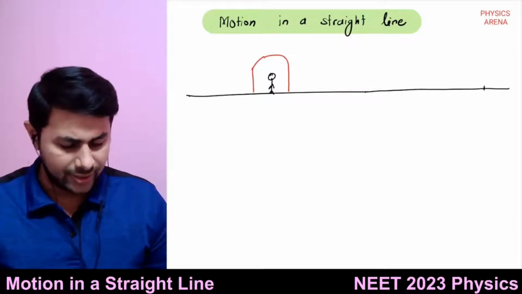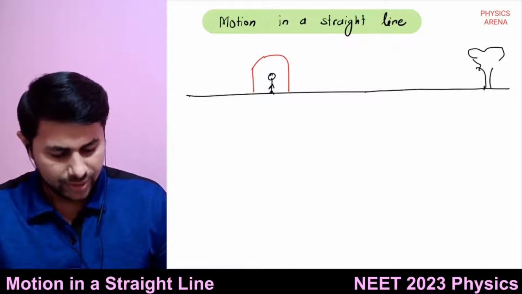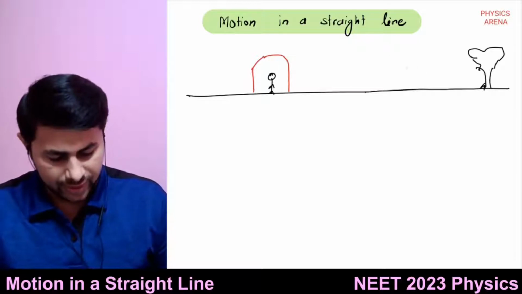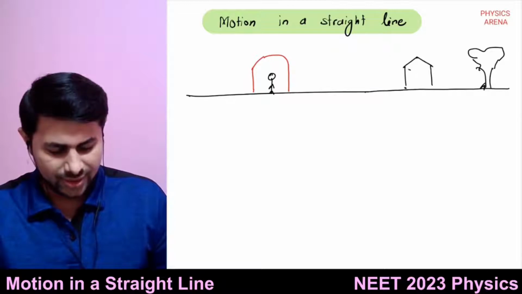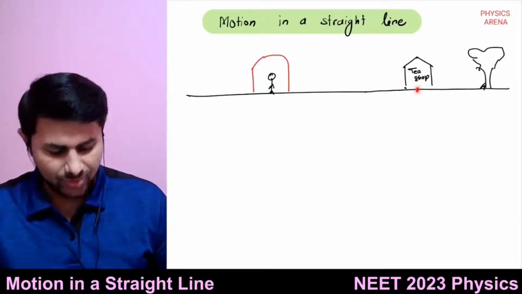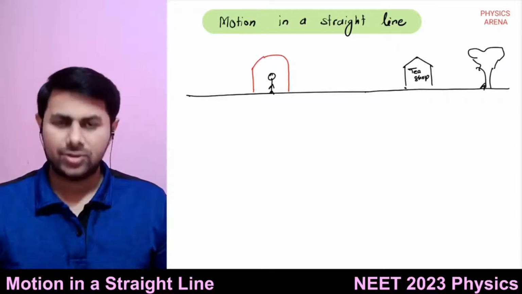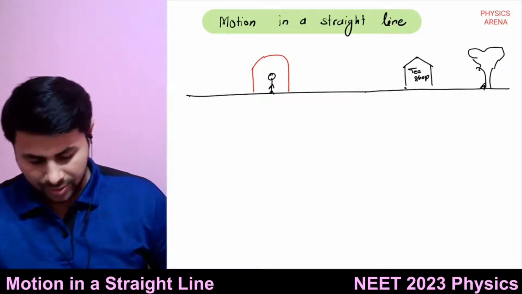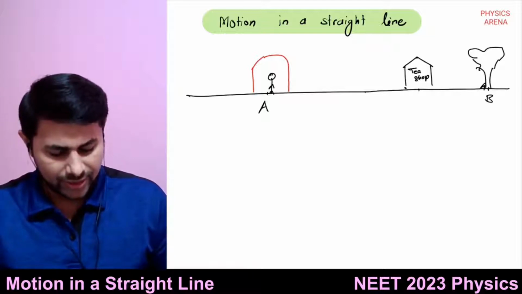Let's suppose there is some tree over there, and while returning, there is a tea shop over here. So this is a tea shop. I stop over here and drink a cup of tea. Now let's consider this much part of my motion. Let's suppose this is point A, this is point B, and this is point C.